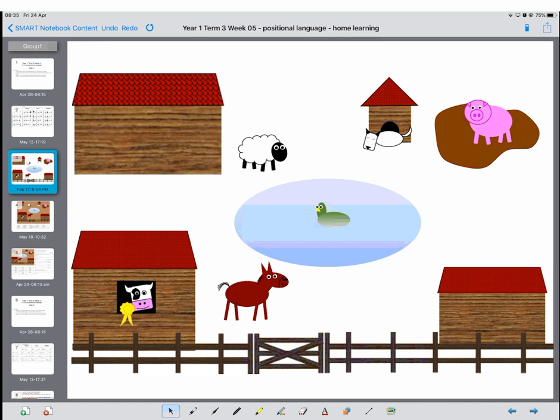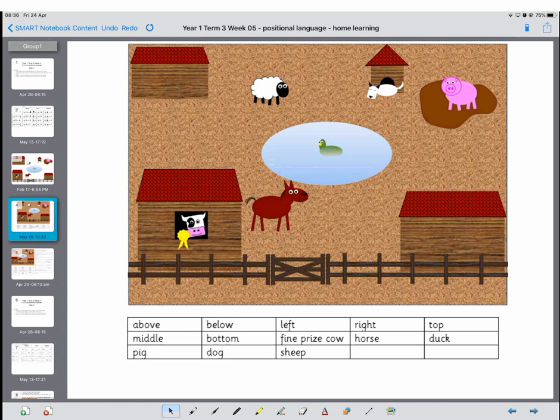Now, what you're going to be doing today is you're going to be having a go at describing the location of various animals and objects by comparing them with each other using positional language. So let's have a look at the positional language we're going to use. So we've got above, below, left, right, top, middle, and bottom. And we've also got the names of the animals.